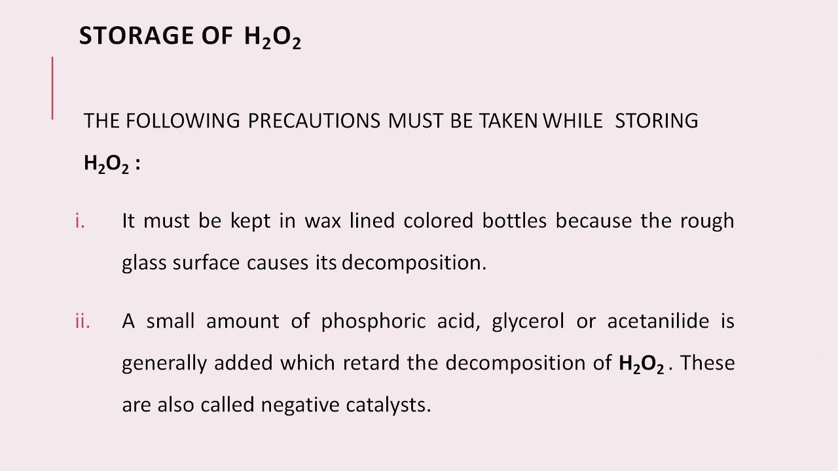Next one is storage of hydrogen peroxide. Once we have obtained this hydrogen peroxide, where are we going to store it? This hydrogen peroxide is mainly stored in a waxed colored bottle. Means it's made up of wax, because the rough glass surface causes decomposition. So wherever we store it, that storing vessel should be very smooth inside, and also a small amount of phosphoric acid is generally added, which prevents the decomposition. Now decomposition means hydrogen peroxide decomposes very easily. Decomposes means it breaks down from hydrogen peroxide to its corresponding compounds.